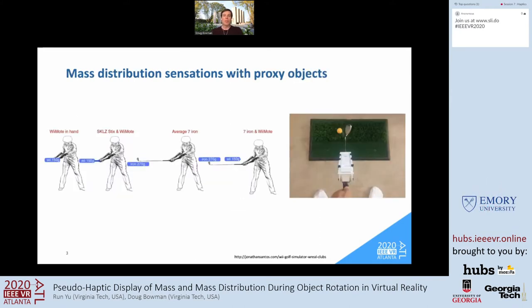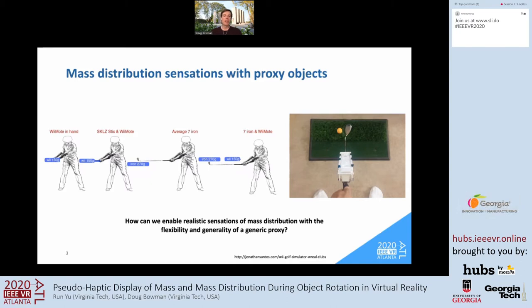And I want to point out that it's not just mass overall that we care about, it's also mass distribution. So here's a page that I found online when I was looking around, where someone wanted to do a golf simulator with the Wii. And of course, if you just hold the Wii remote in your hand, it doesn't have the right mass, but even more importantly, it doesn't have the right mass distribution. Because in a golf club, almost all the weight is at the end in the club head. And so when you swing the Wii remote by itself, it doesn't feel anything like a golf club. So this person attached a Wii remote to a real golf club in order to achieve that mass distribution sensation. Again, can we enable these realistic sensations of mass distribution with the flexibility and generality of a generic proxy?